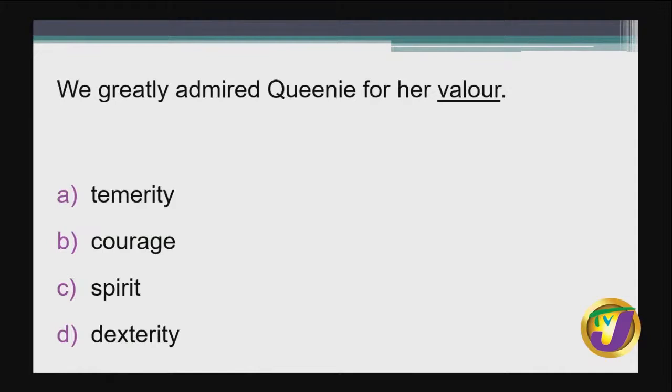Our next sentence. We greatly admired Queenie for her valor. Your target, valor. Which of those 4 options is the closest in meaning to valor that fits the meaning given in the sentence? You have temerity, you have courage, you have spirit, you have dexterity. Valor. What does valor mean? And which one of those meanings fits the sentence? Courage. So in this sentence, we greatly admired Queenie for her courage.